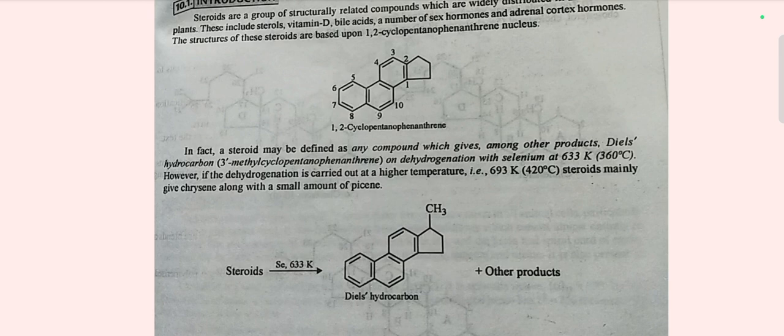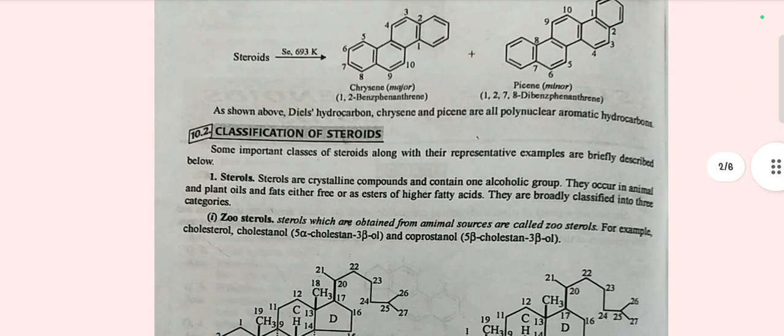dehydrogenation with selenium at 633 Kelvin, means 360 degrees Celsius temperature. However, if the dehydrogenation is carried out at a higher temperature, means 693 Kelvin, 420 degrees Celsius, steroids mainly give chrysene along with a small amount of picene. Diels' hydrocarbon, chrysene and picene are all polynuclear aromatic hydrocarbons.